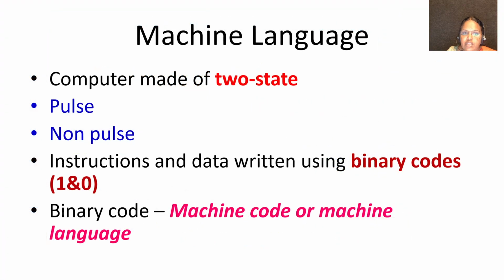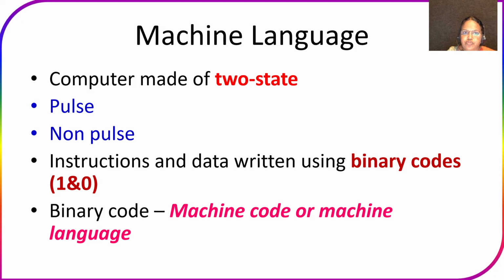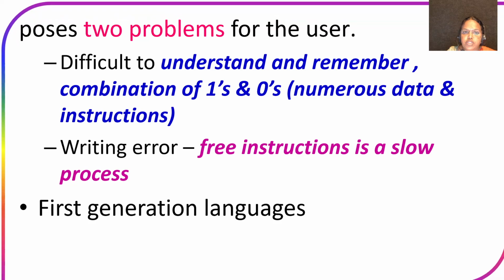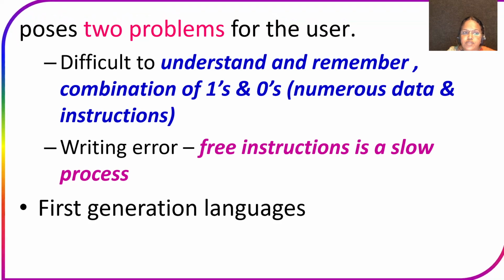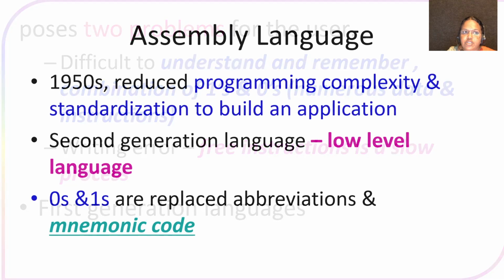In machine language, the computer is made up of two states, plus and non-plus. The instruction and data are written using a binary code, that is zeros and ones. The binary code is machine code or machine language. It poses two problems for the user. First, it is difficult to understand and remember because of the combination of zeros and ones, and it is prone to writing errors, making it a slow process. It is mainly used in the first generation computer.